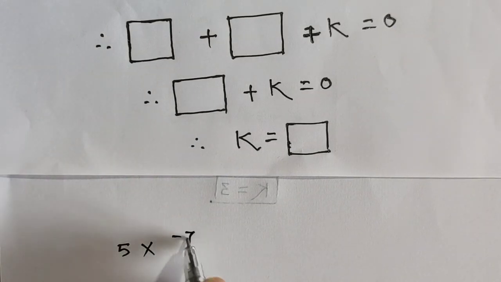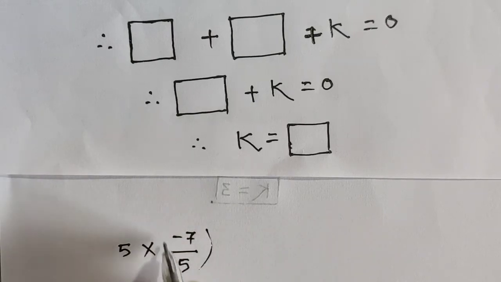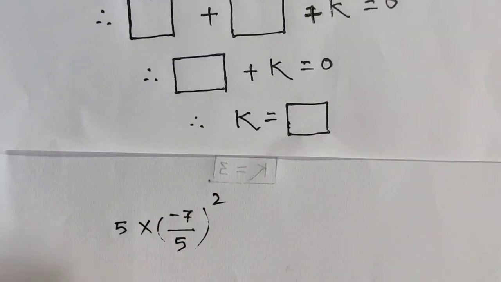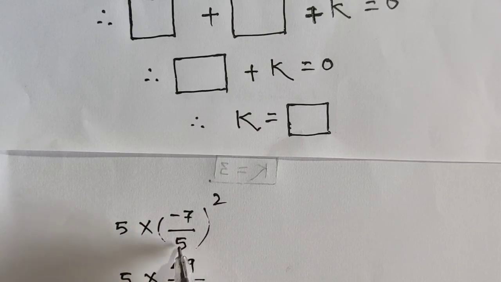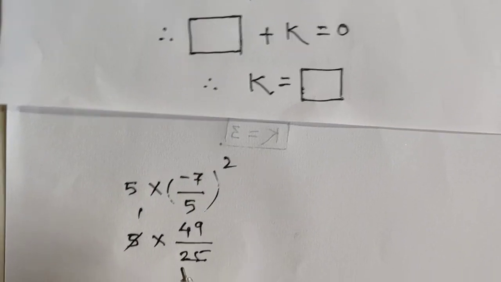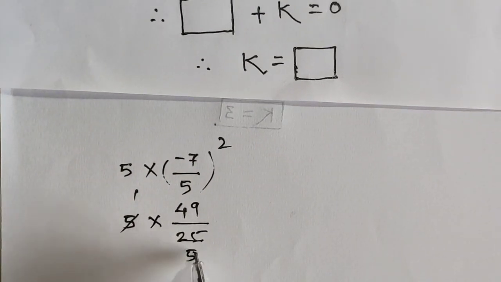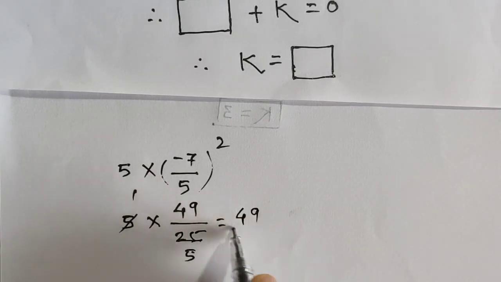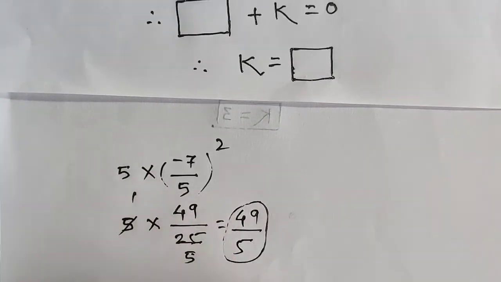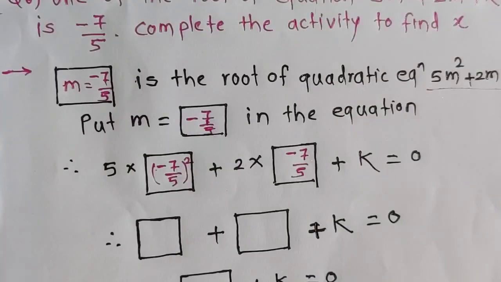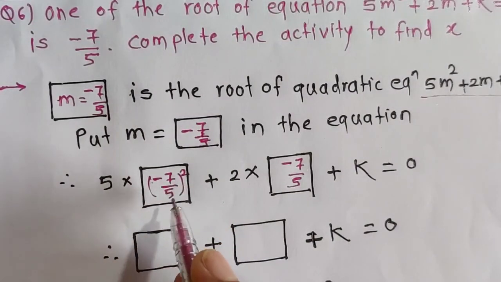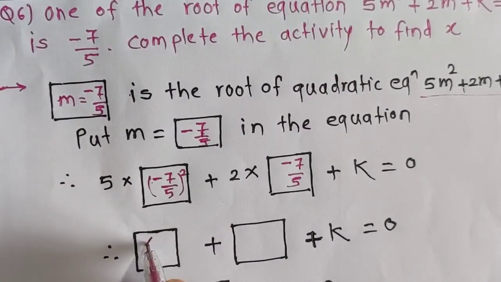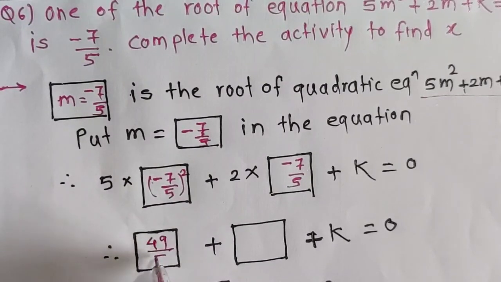So here let us see how to simplify this: 5 into minus 7 upon 5 bracket square. So this becomes 5 into, square of every number is positive, square of 7 is 49, square of 5 is 25. So 5 ones are 5, and 5 5s are 25. So we get 49 upon 5. Is it clear? So squaring this one and then multiplying by 5 we get 49 upon 5.